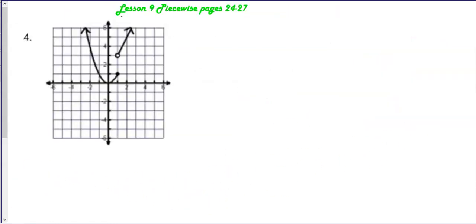Lesson 9, Piecewise Functions, pages 24 through 27, is actually going to cover the next 6 slides. So numbers 4 through 9 would all be from this section. Okay, number 4. We are asked to write the piecewise function for the graph. So I want to just make a couple of notes. First of all, the part of the graph on the left is a parabola. The part of the graph on the right is linear. Let me grab a pen.